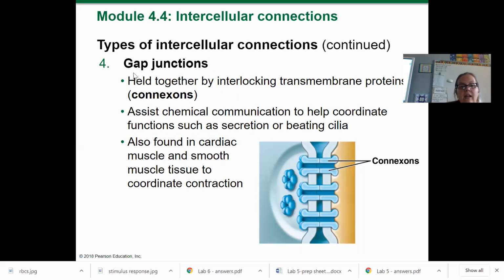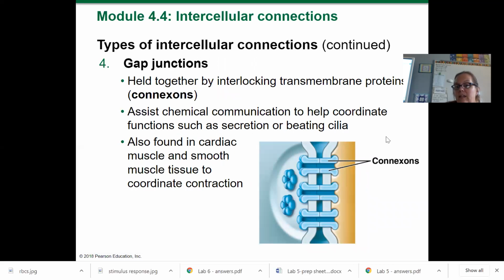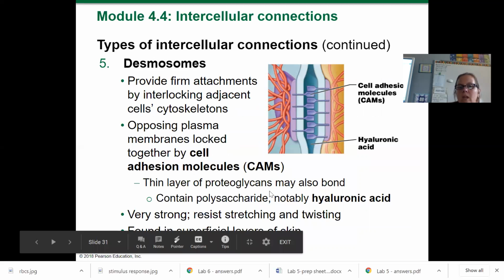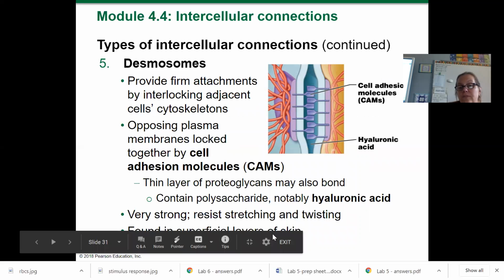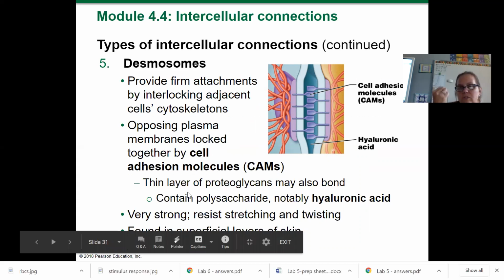Gap junctions, they kind of have that gap. So there is this opening or channel, connexons, okay? Those are transmembrane proteins that help with communication or circulation between two cells. Desmosomes are also helping with that firm attachment and interlocking of the cytoskeletons of adjacent cells. This is very strong. It resists stretching and twisting, and it's found in the superficial layer of skin. Superficial means the outside layer. So this is how your skin's cells are holding together.